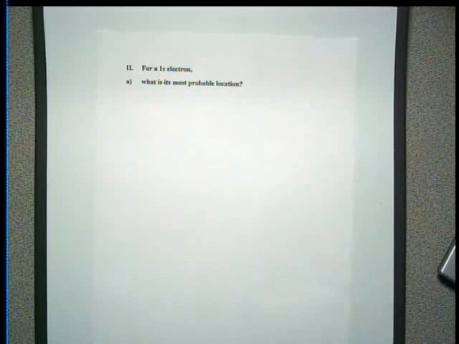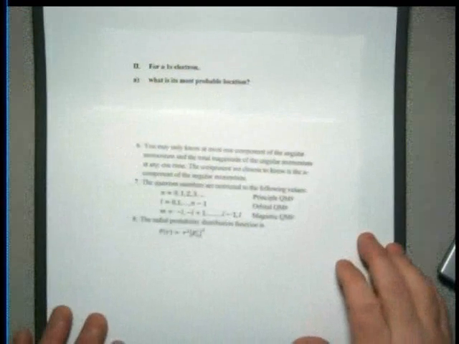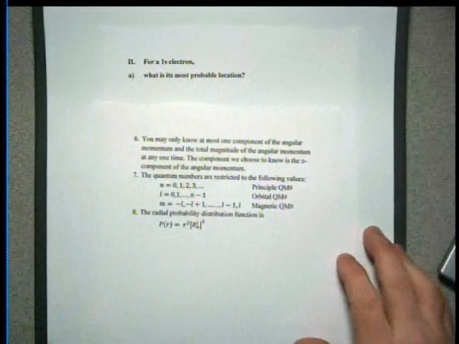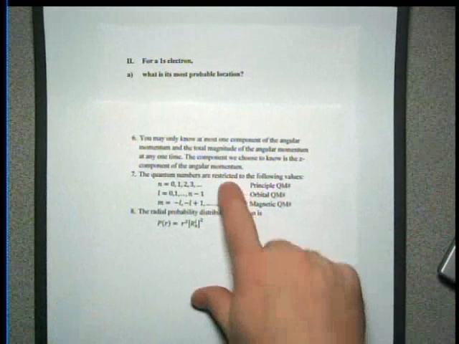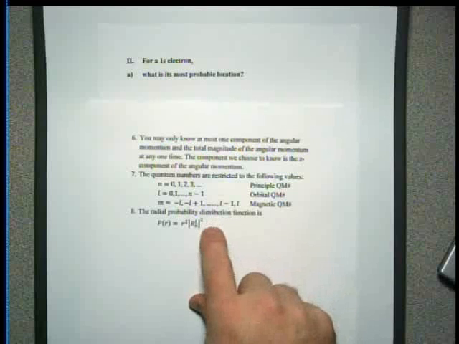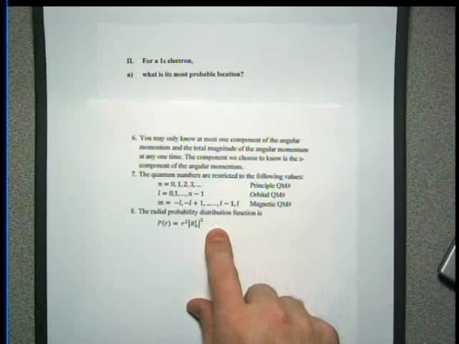So what makes this harder is that now I really have to deal with the wave function. I'm not just plugging in quantum numbers anymore. I actually have to really do calculus and know what I'm doing. So that brought in three other things to talk about. We talked about number 6, you may only know one component of the angular momentum. We've already used some of these properties. It's this property here. Radial probability distribution function.